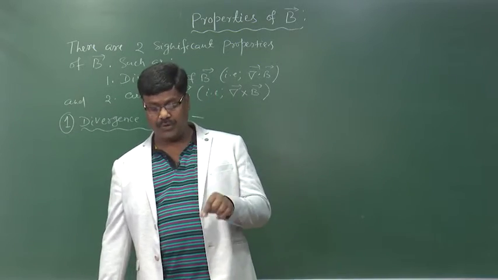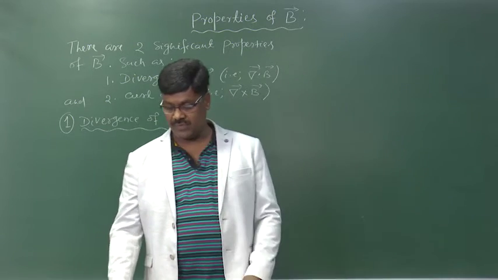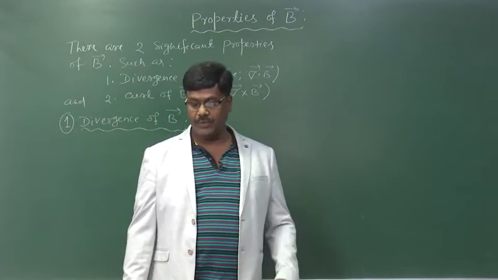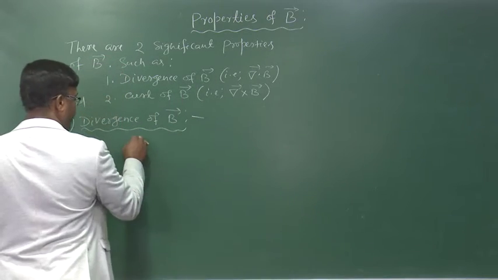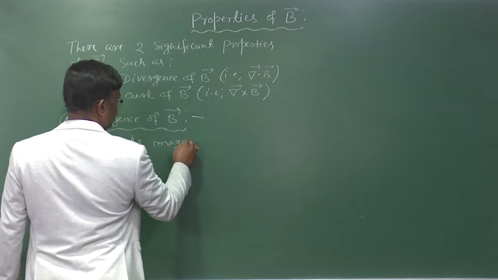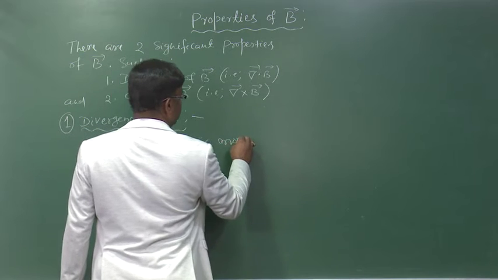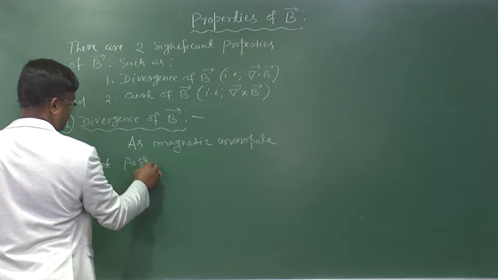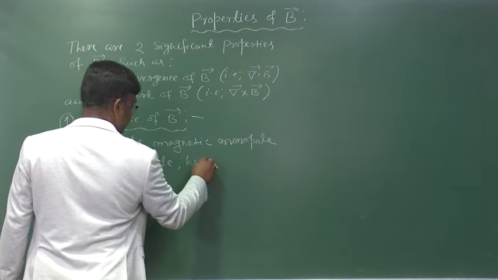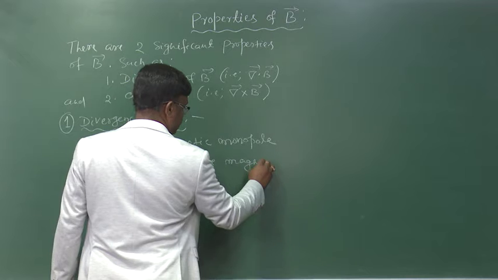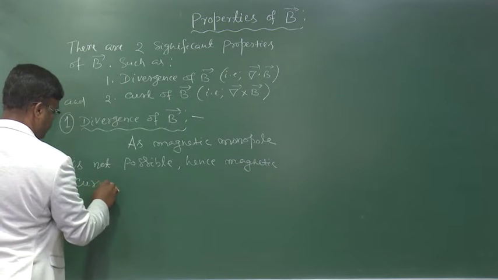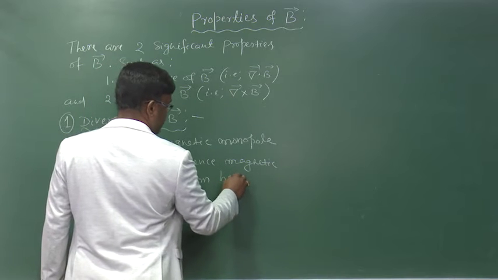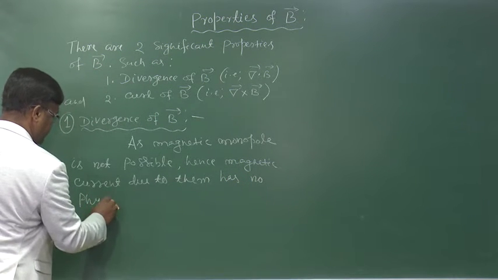Since magnetic monopole or isolated pole is not possible, the magnetic current due to them has no physical significance.